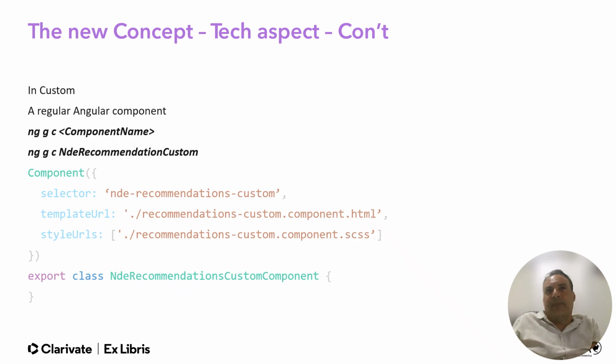We have some best practices and recommendations that we would like to follow, but basically there are no restrictions. One of them is the component name should be prefixed with NDE and suffixed with custom, and in the middle you will put the name of the component. Again, this is the best practice. We are not restricting anything.